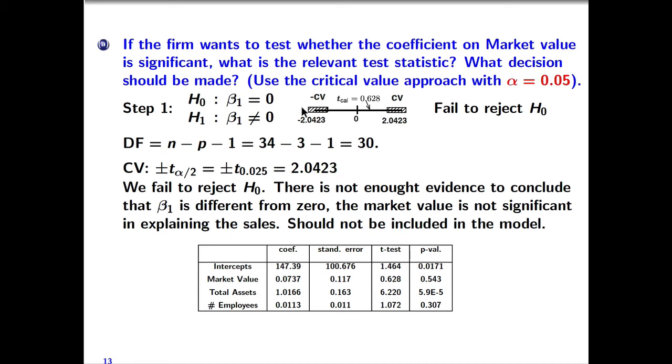we get the critical value to be plus or minus 2.0423. So we draw this number line, put the 0 in the middle, and our critical values will be 2.0423 and negative 2.0423. Now our t-cal, or the test statistic from the table, is 0.628, which is less than the critical value on the right, so we fail to reject H0. Now, here is the concluding statement. We fail to reject H0. There is not enough evidence to conclude that beta 1 is different from 0. So, the market value is not significant in explaining the sales and should not be included in the model.